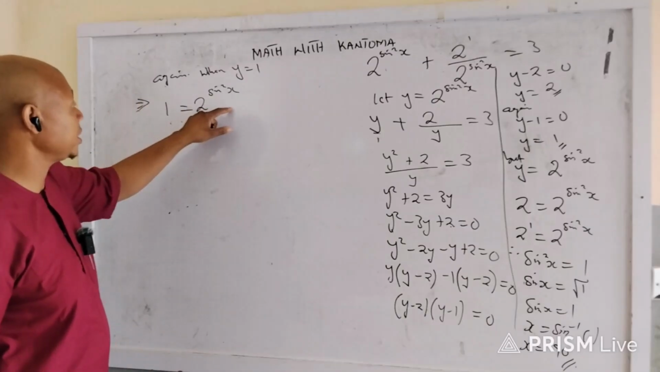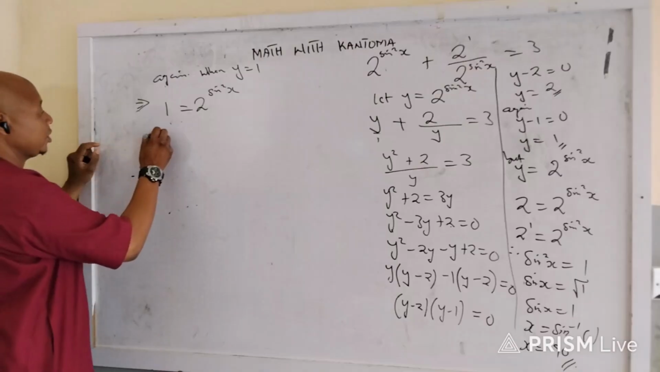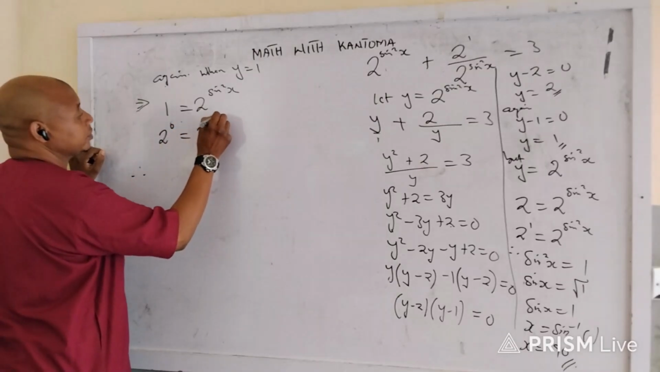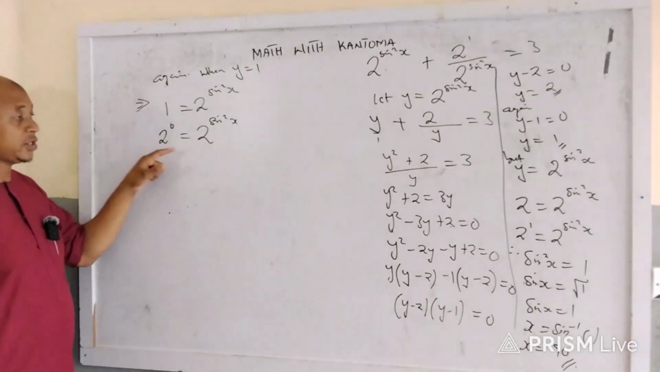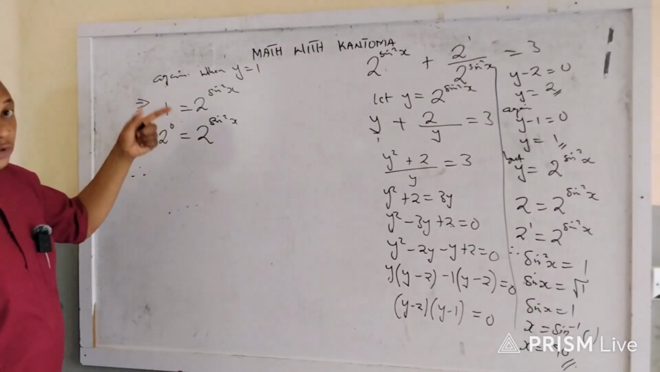If 1 is equal to this, then there is a way I can write this 1 mathematically. When I say 2 raised to the power of 0, it's still the same thing as 1. So I have 2 raised to the power of sine square x. I didn't change anything. 2 raised to the power of 0 is 1, so anything raised to the power of 0 is 1.